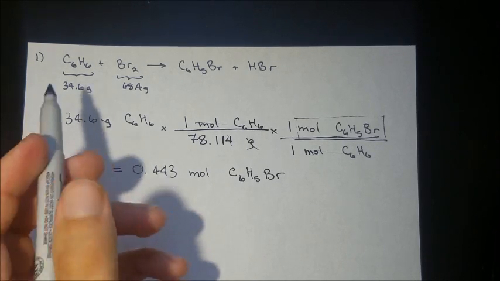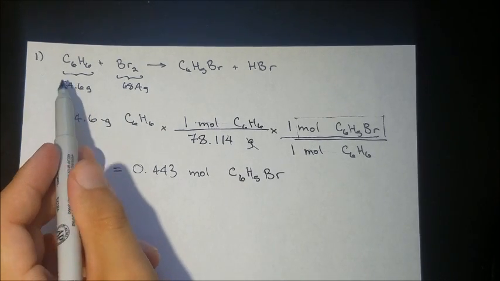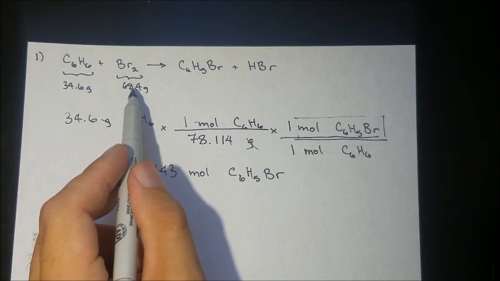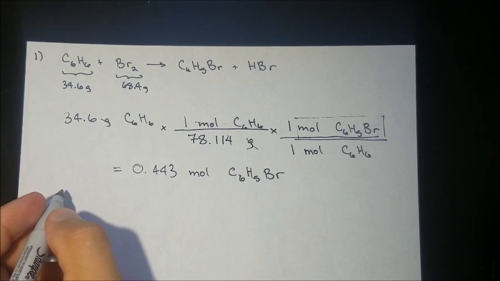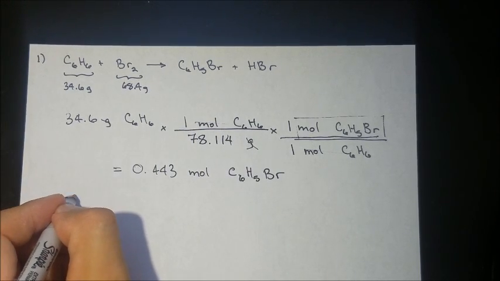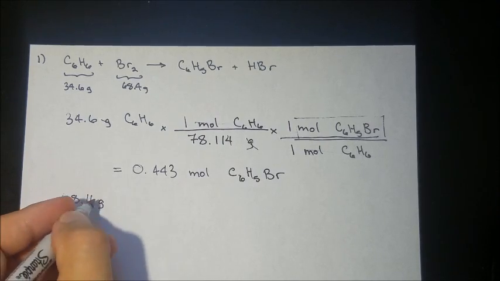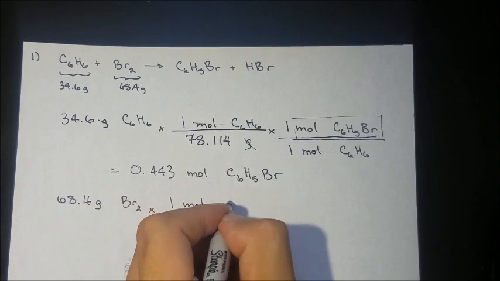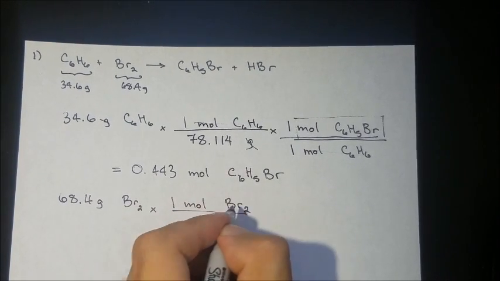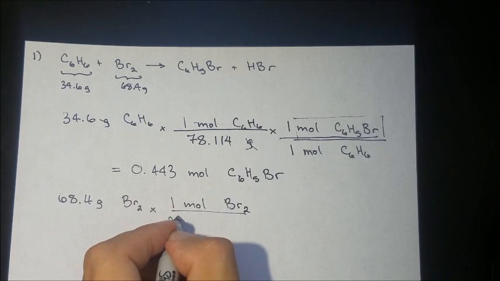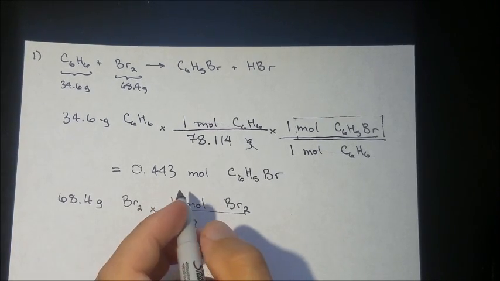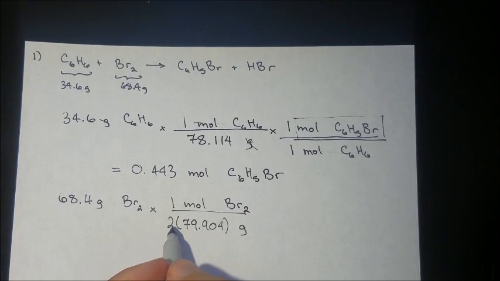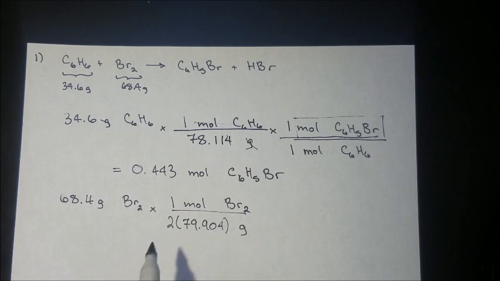So now let's do the same thing for bromine and say, well, suppose now we have an unlimited supply of benzene and only 68.4 grams of bromine. How much bromobenzene are we going to make? So let's go ahead and do that. So we have 68.4 grams of bromine times, for every 1 mole of bromine, there are going to be 2 times 79.904 grams. And remember, the 2 just has to be there because just like we had with the oxygen, we have a 2 right here.